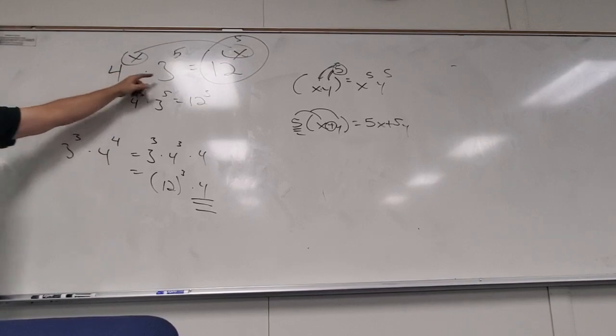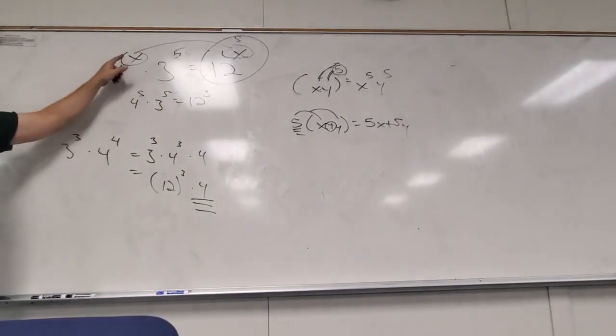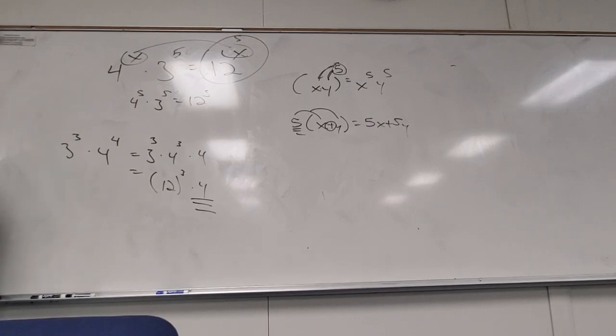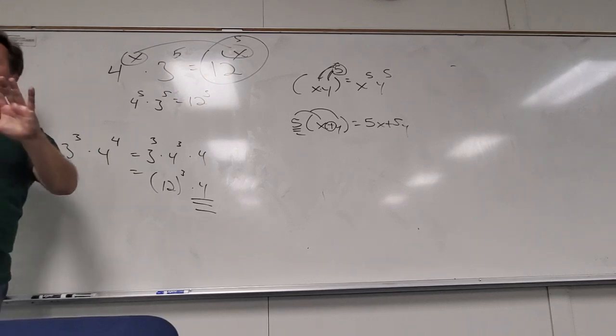So here's raw materials to make so many 12s. Well, I have to have the same amount of each to make so many 12s. Okay, now I can figure out what the exponent has to be. All right, I like it. Anything else? Yes.